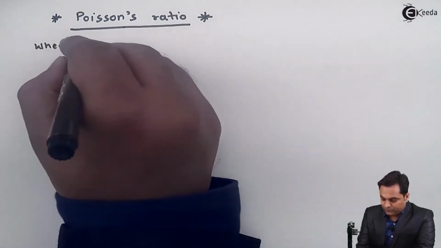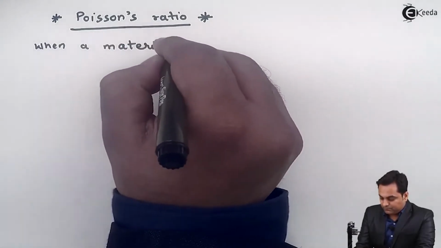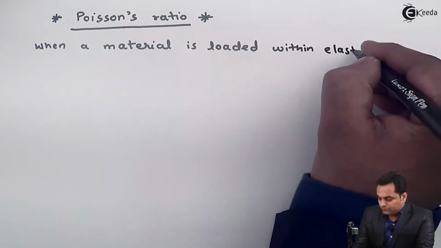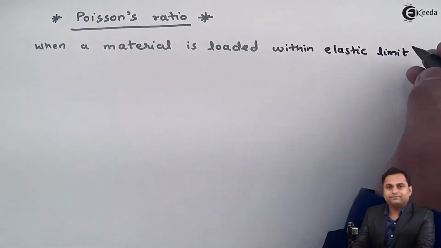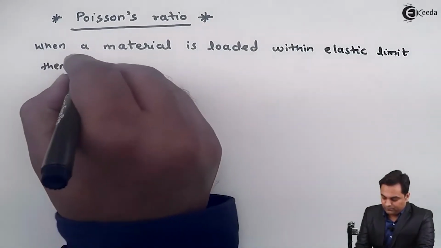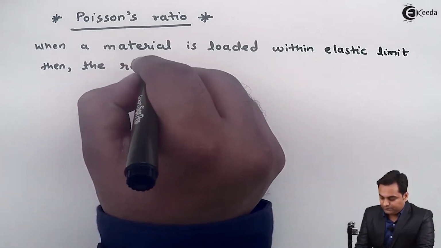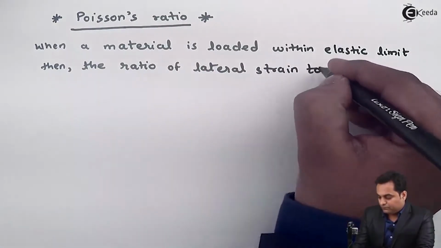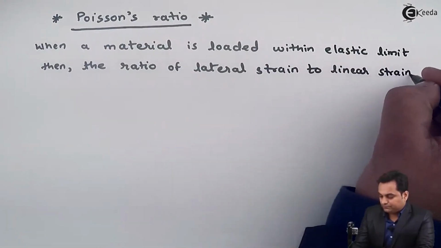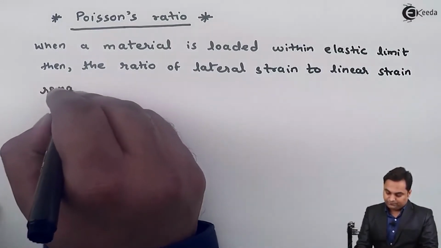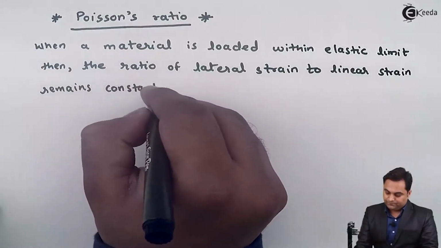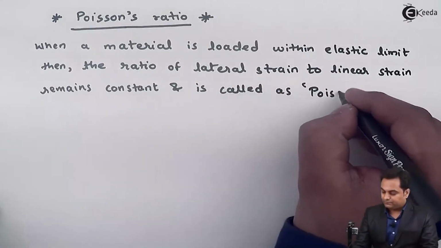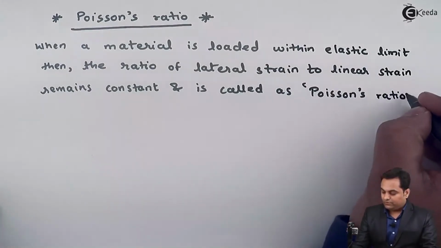When a material is loaded within elastic limit, then the ratio of lateral strain to linear strain remains constant and is called as Poisson's ratio.